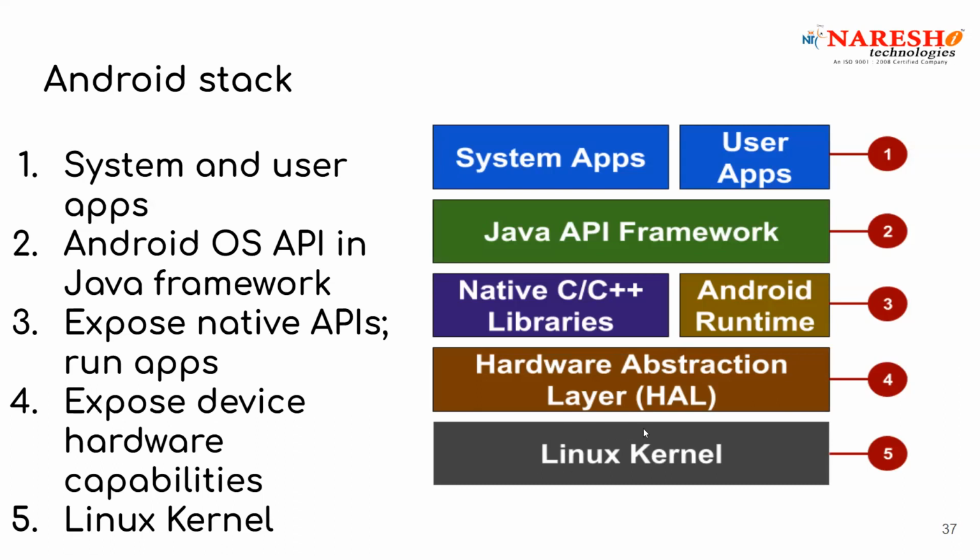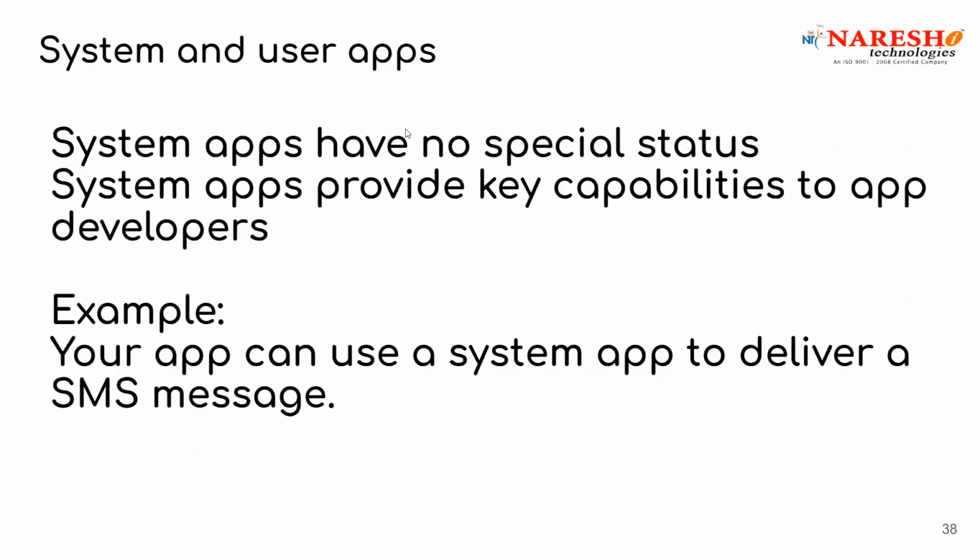In the Linux kernel, we have memory management, thread management, security layers. All of them will be residing in the Linux kernel. Among all these five layers, the Java API framework is the hero of the picture because depending on this, we will build applications, right?